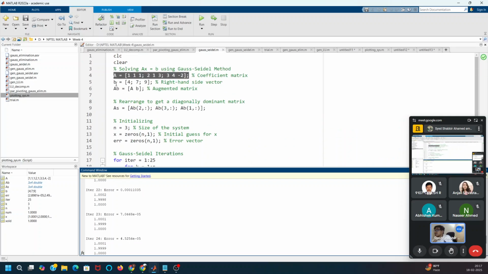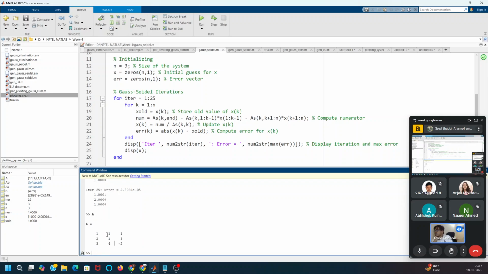So here, what we are doing is rearranging it. Let's say I rearrange, and after rearranging we get AF. Forget about the last column. After rearranging, I'm taking the second row as the first row, and you can see that 2 is not greater than 1 plus 3. So this is not diagonally dominant. Similarly here, 4 is not greater than 3 plus 2. So this is not a diagonally dominant matrix, but somehow we are getting the solution.